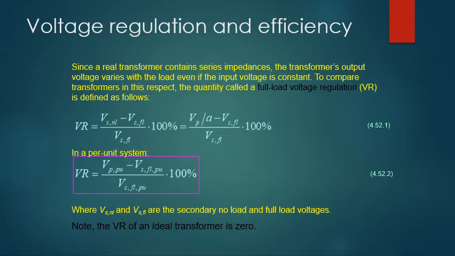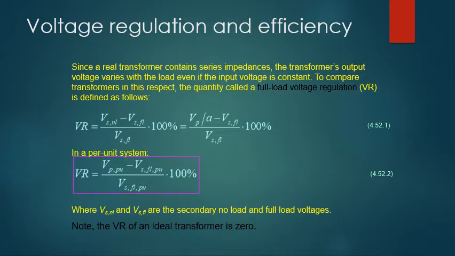So under the per unit system that we solved last time, VR voltage regulation would be equal to voltage of the primary per unit minus voltage of the secondary full load calculated per unit, divided by voltage of the secondary winding full load per unit, multiplied by 100%. Here VSNL and VSFL are secondary no load and full load voltages.